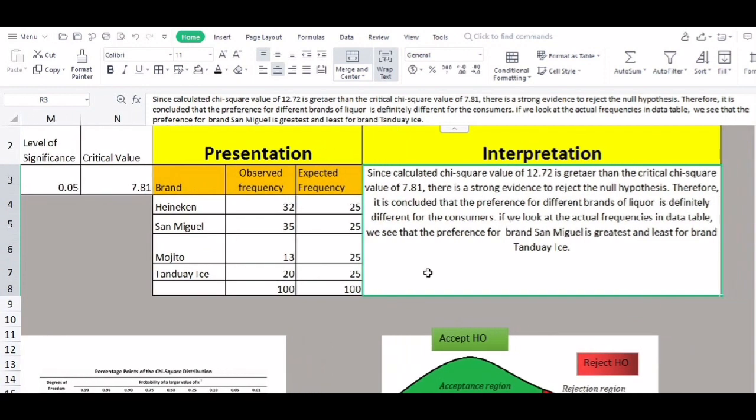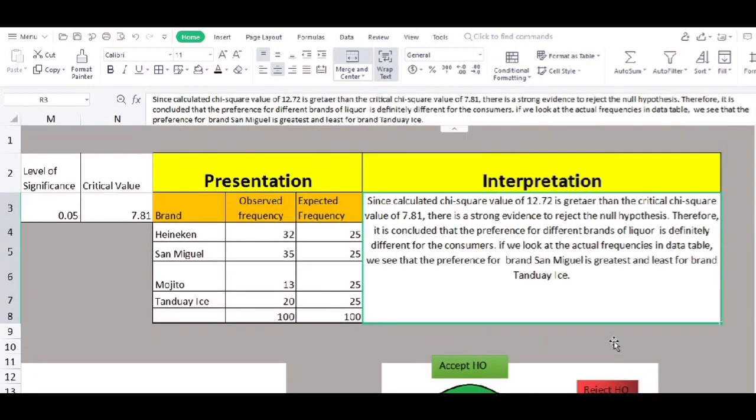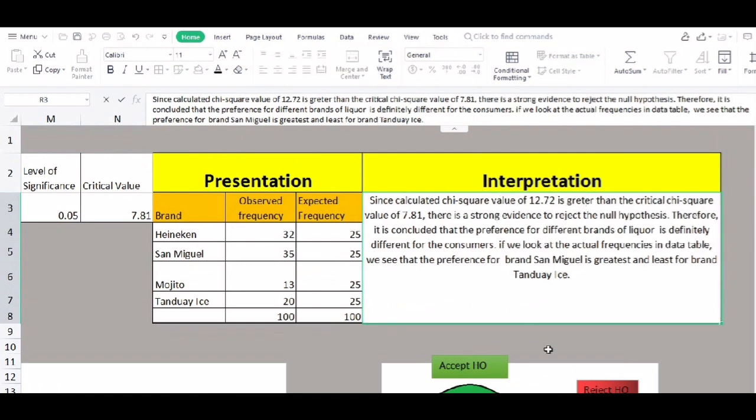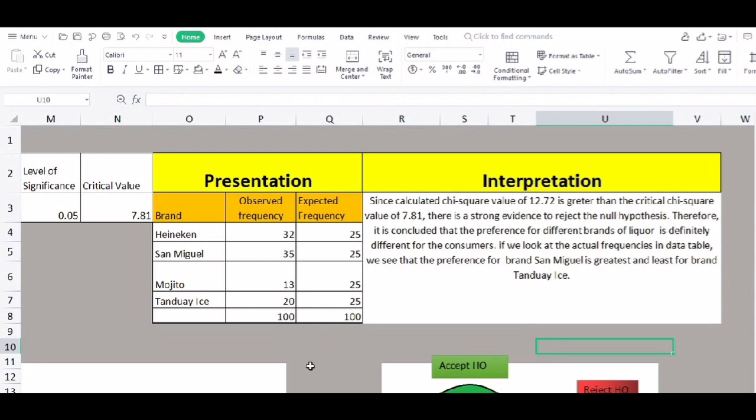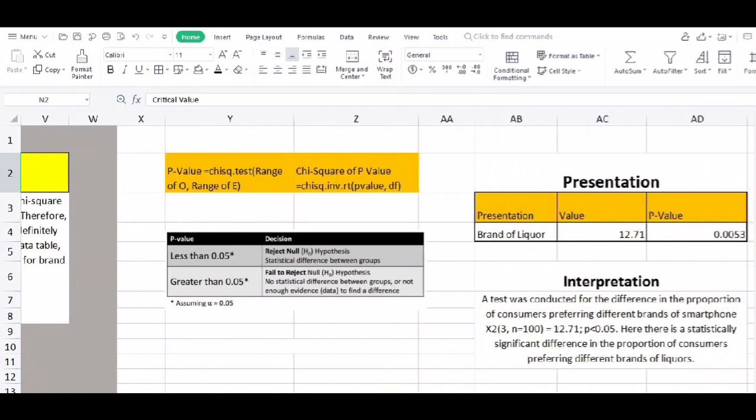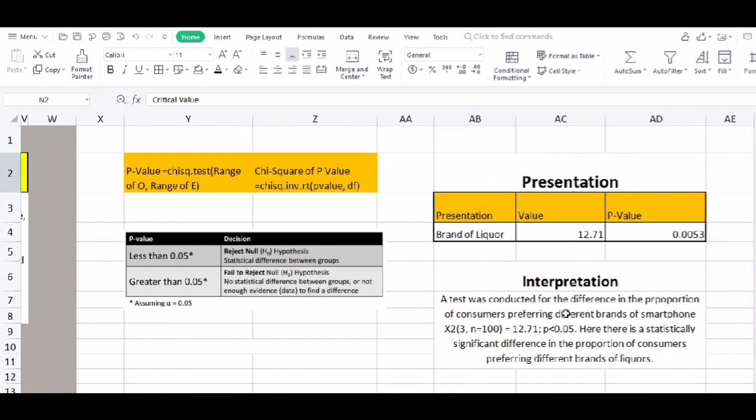It says here that since calculated chi-square value of 12.72 is greater than 7.81, there is a strong evidence to reject the null hypothesis. Therefore, it is concluded that the preference for different brands of liquor is definitely different for the consumers. If we look at the actual frequencies in the data table, we see that the preference for brand San Miguel is the greatest, which is 35. So that's it. So we're going to move sa second type, which is the p-value, of course.